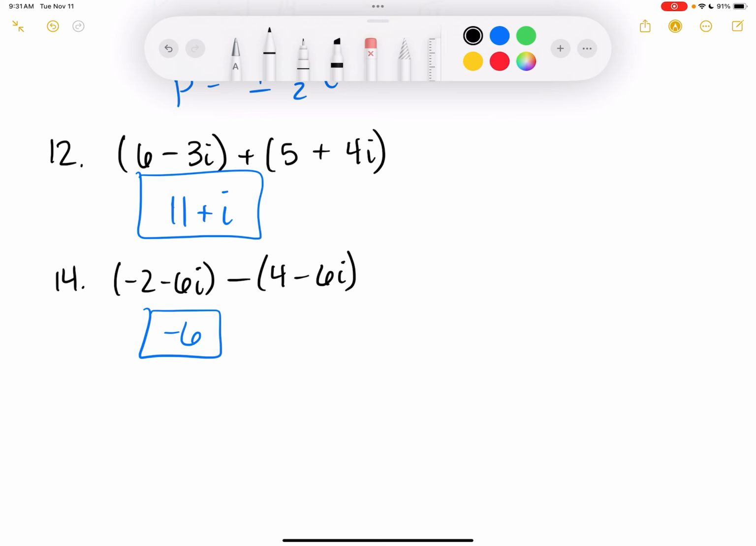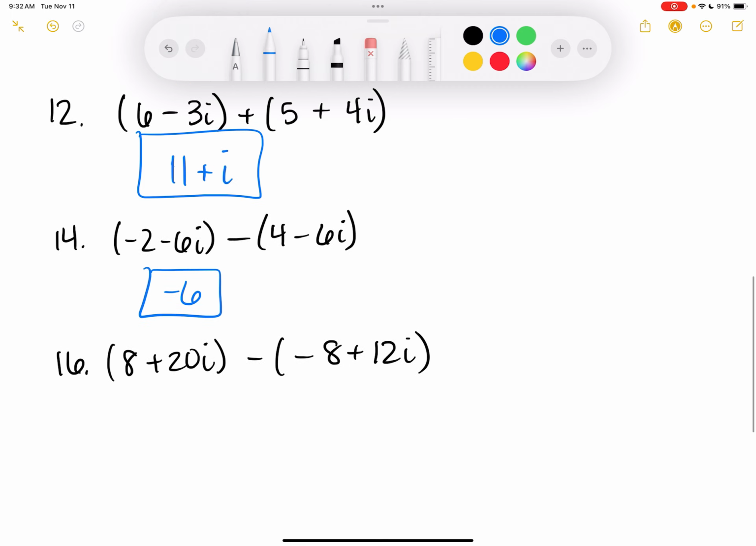Number 16. 8 plus 20i minus negative 8 plus 12i. So I've got 8 minus a negative 8, which is 16. And then I've got 20i minus 12i, so I've got 8i. So 16 plus 8i.